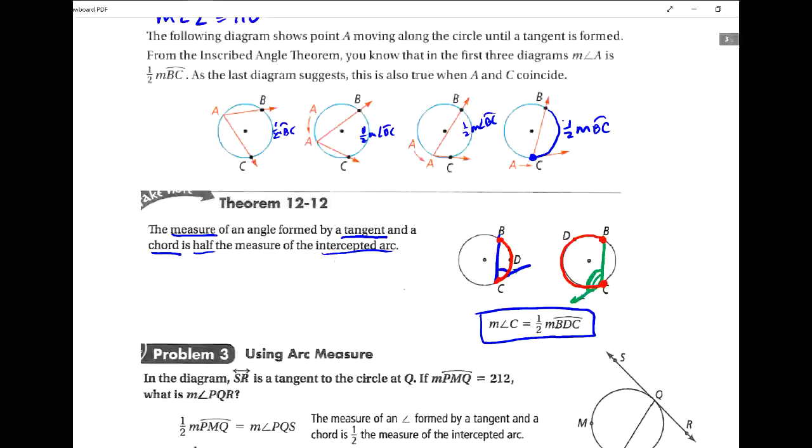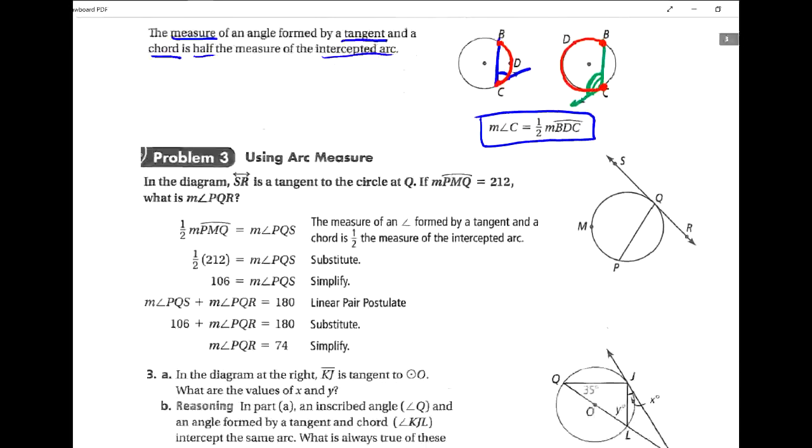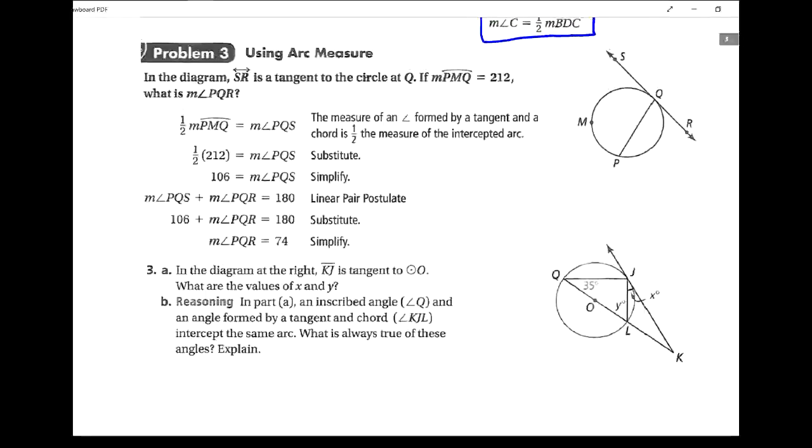So you have to be careful, and I'm telling you, use color. Mark your angles, mark your inscribed angles, and then mark your intercepted arcs. So let's look at the next problem. I bet we're going to see how this works.